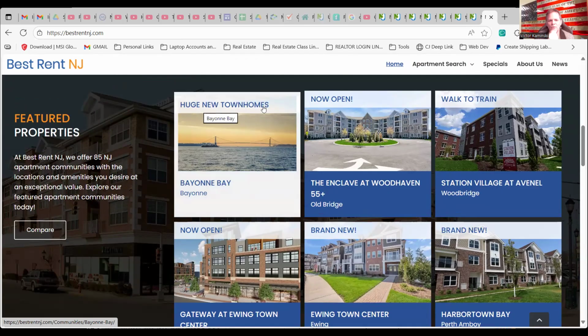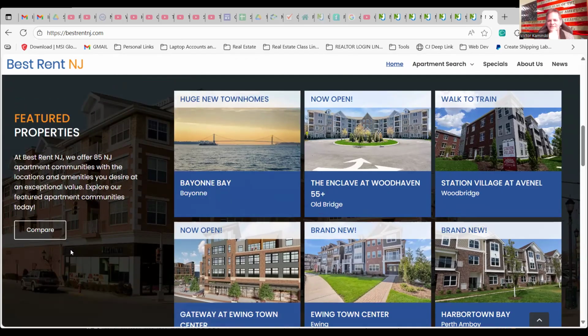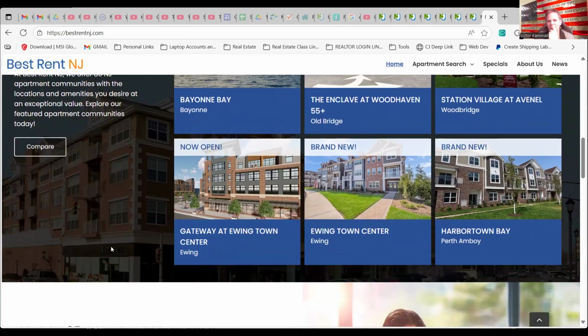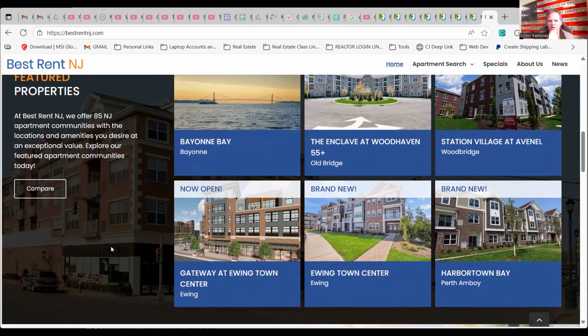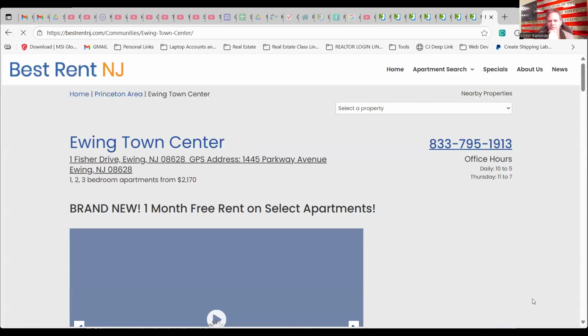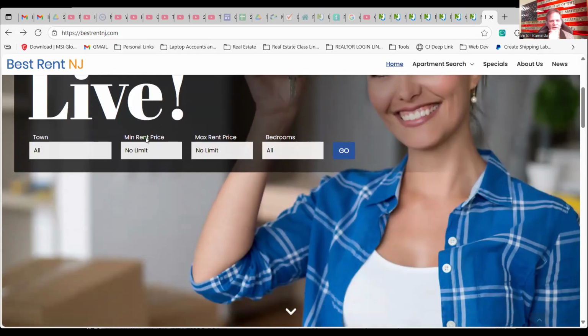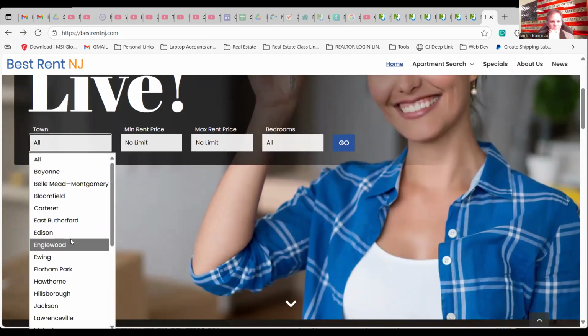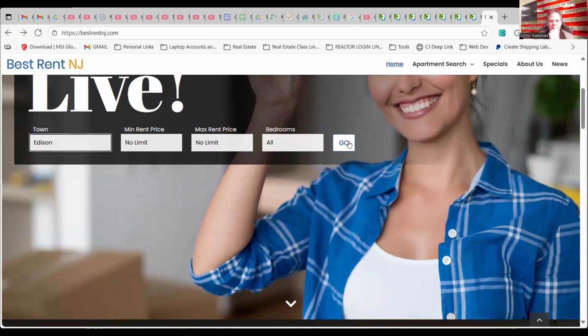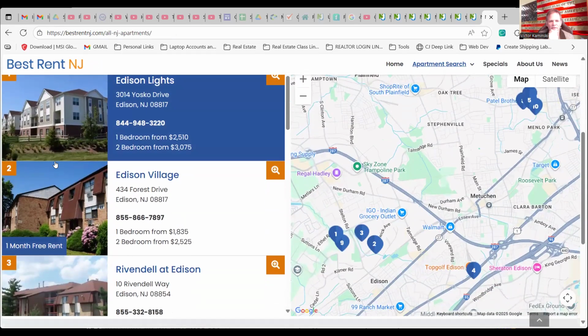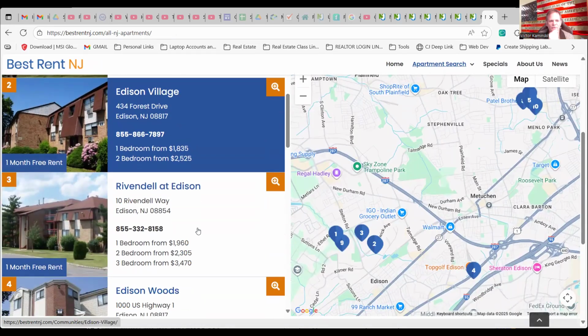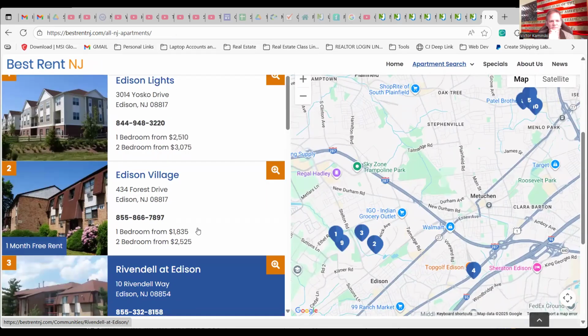Yeah, huge new townhomes in Bayonne. Right. Okay. I have to select what I am looking for. You're looking for a specific architectural style. Well, look at the different buildings. Middlesex area you're looking, right? So you could select like Edison, how many bedrooms you want. Let's just say you need 2 and click on go. And here's all the ones with 2 bedrooms available in Edison.